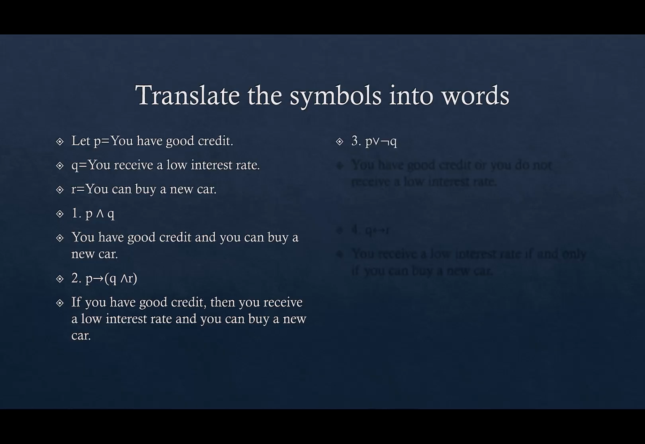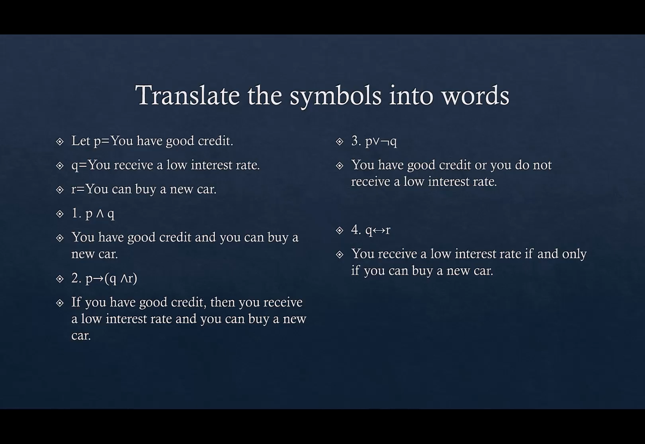Let's try a disjunction. We have P or not Q. P is you have good credit, Q is you get a low interest rate, but remember, we're throwing in a negation. We have you have good credit or you do not receive a low interest rate. Our last one is Q with the double arrow to R. The double arrow is biconditional, which we say is if and only if. Here we say you receive a low interest rate if and only if you can buy a new car.